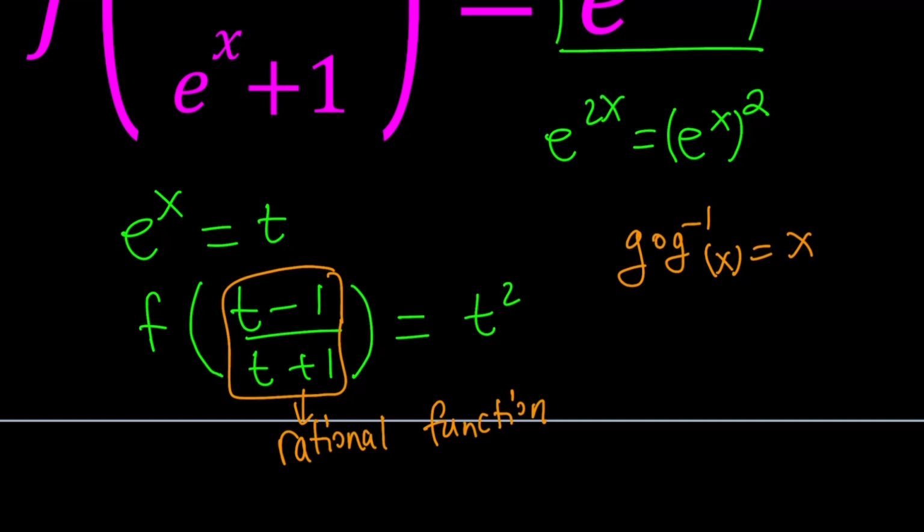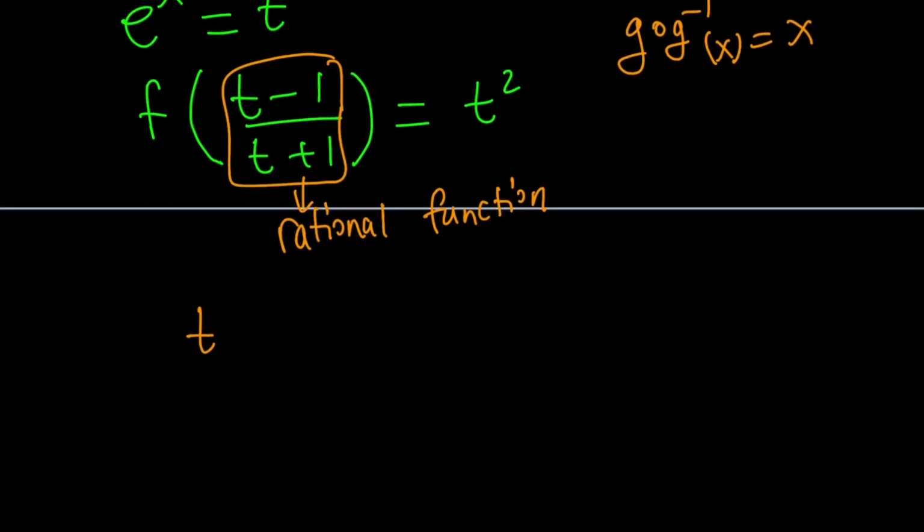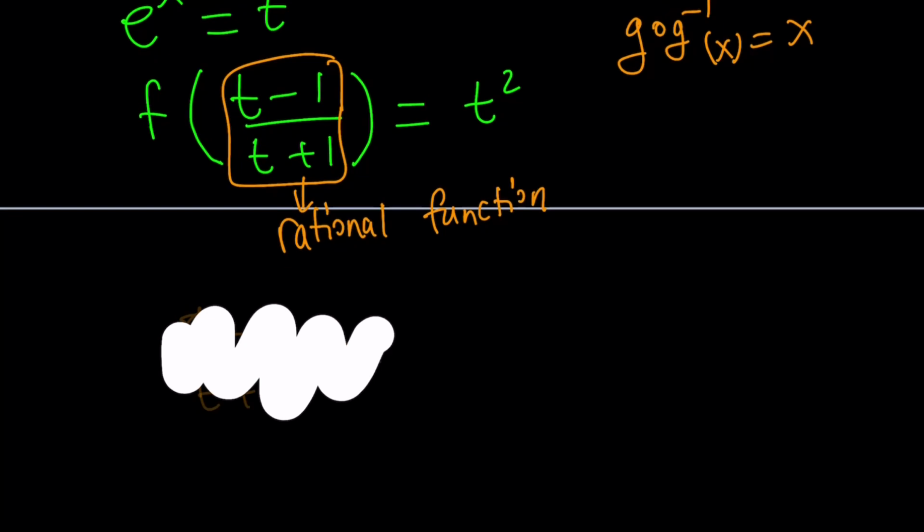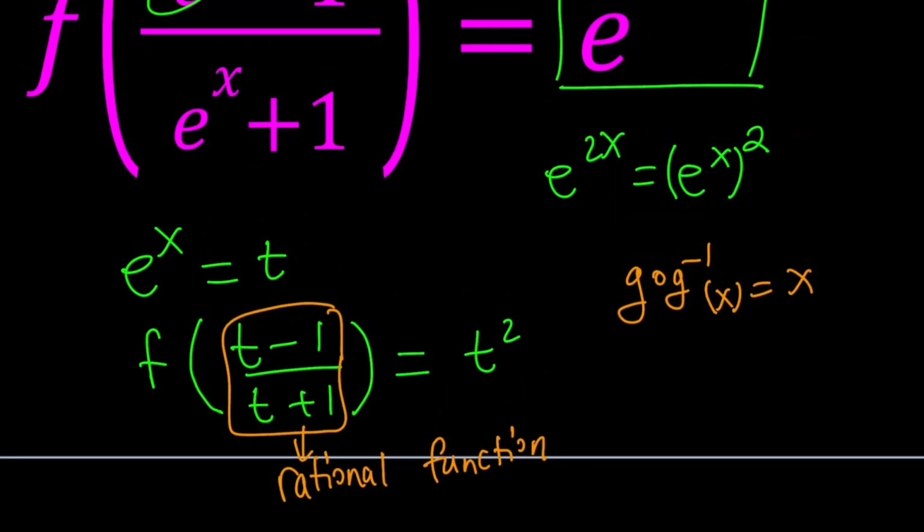But what is the inverse of this function? You can get into some of the rational function complications. To find the inverse of this function, you can set it equal to another variable like y, solve for t in terms of y, and then plug it in, and that's going to give you the inverse of this function. But you don't need to do any of this. There is a much easier, more direct way to do this. So let's see how that goes.